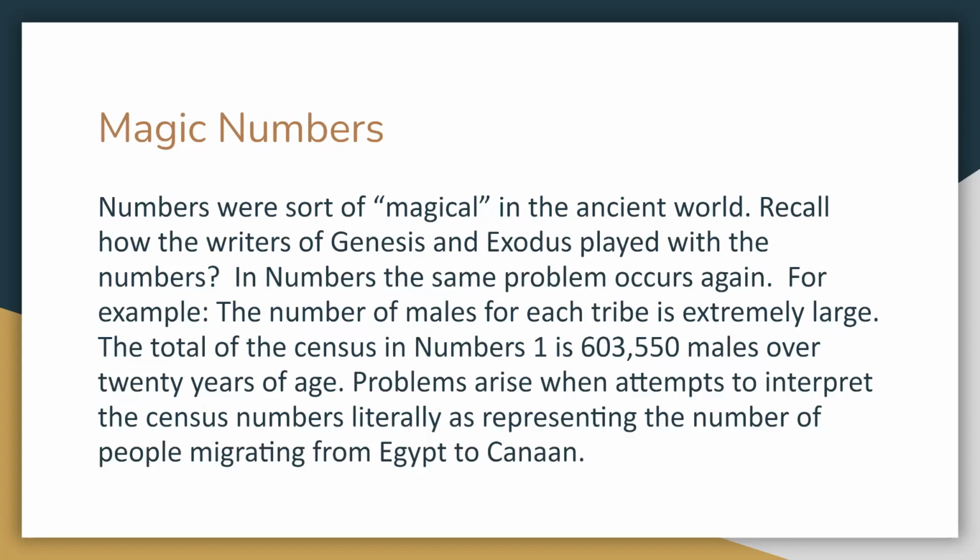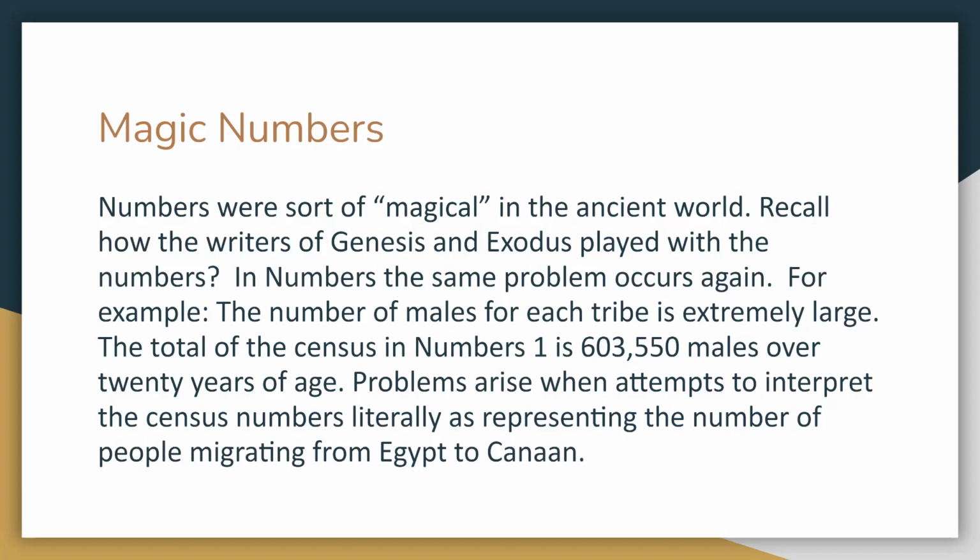Numbers are kind of magic in the Old Testament. We've come across a lot of numbers that seem unrealistic or don't seem to be like how we count things in modern times. In many ways, numbering was magical in the ancient world. We can remember, when we think back on Exodus and Genesis, how numbers were portrayed and how they were played with to make a point. In Numbers, we have these same kinds of problems when we're counting the people from the tribes.